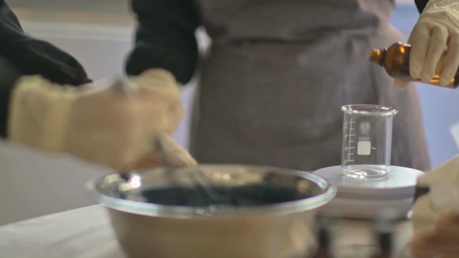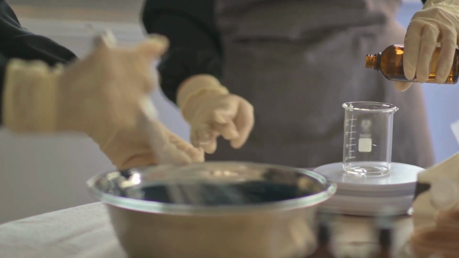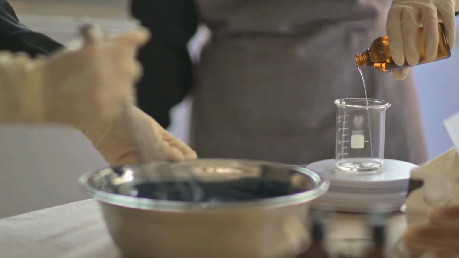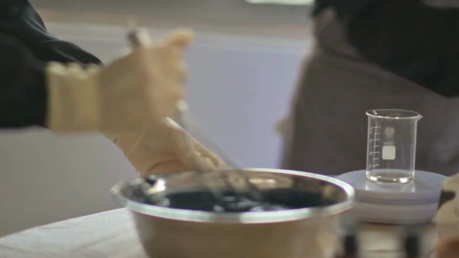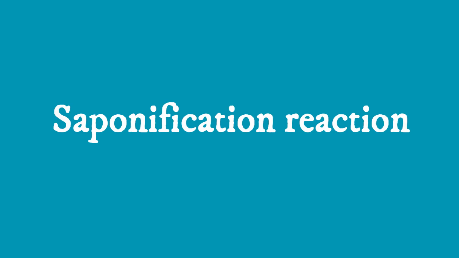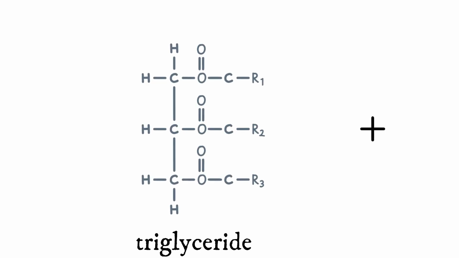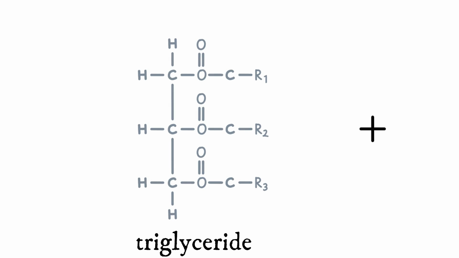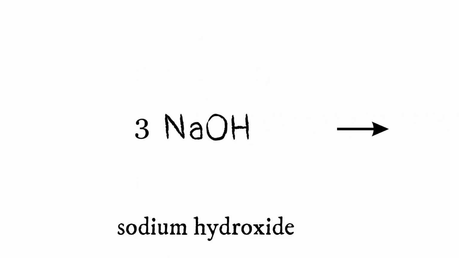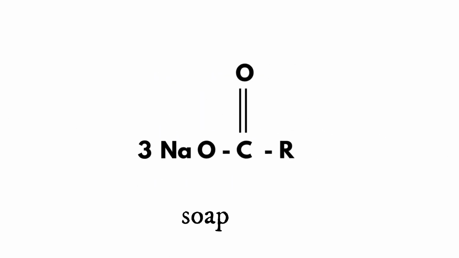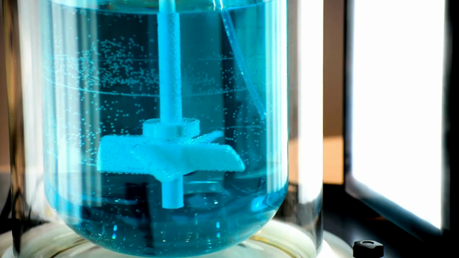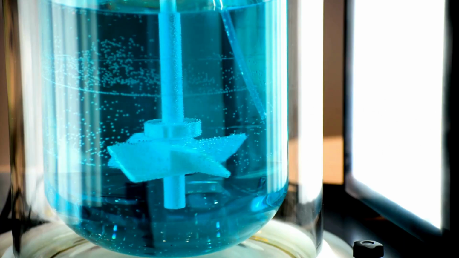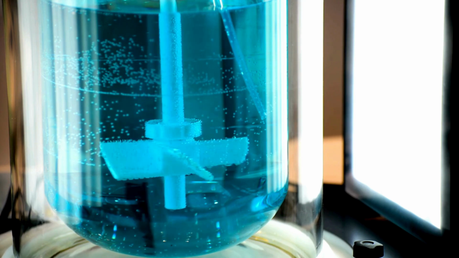In the saponification reaction, the fats and oils break apart. The fatty acids turn into soap, or fatty acid salts, and the glycerol backbone is released as free glycerin. In the saponification reaction, triglyceride, fat or oil, reacts with sodium hydroxide, and forms soap and glycerin. This step is very important in soap making. The two common industrial methods for saponification are the boiling method, or kettle process, and the continuous process.